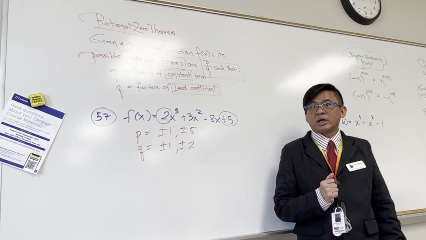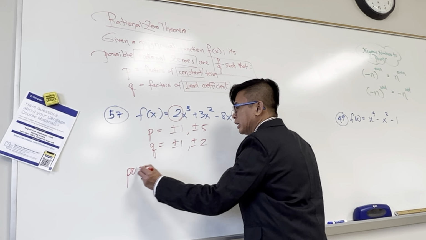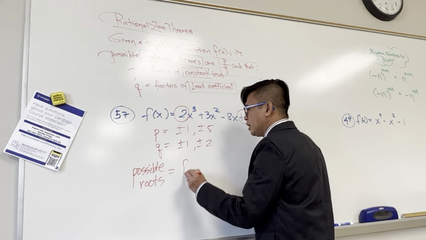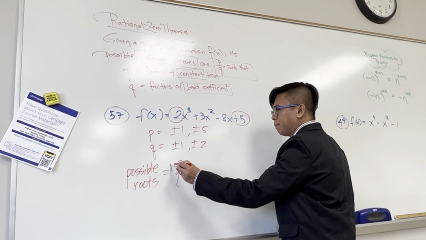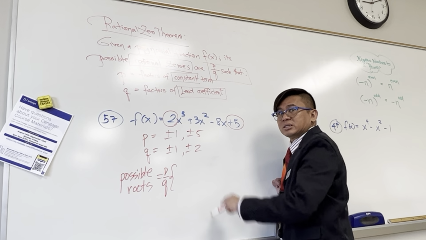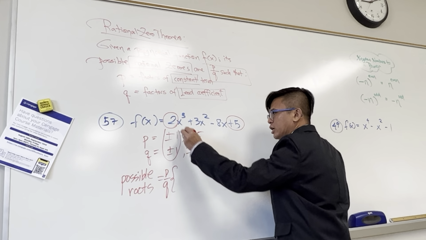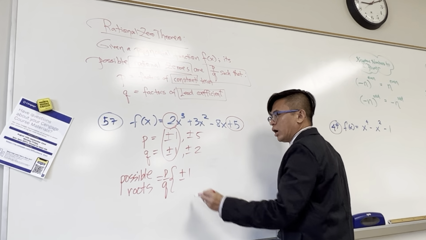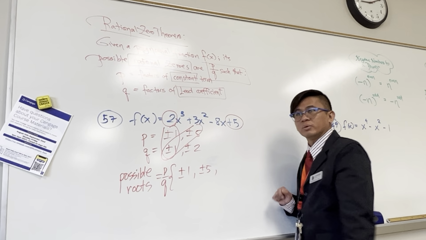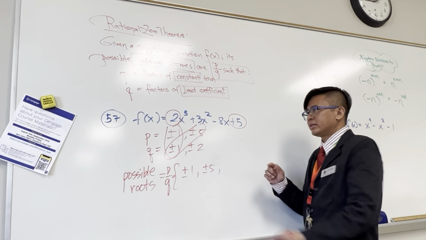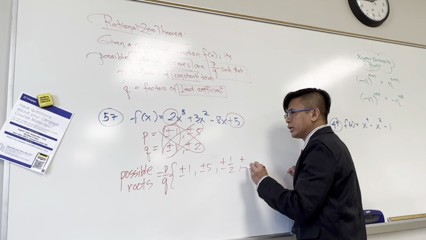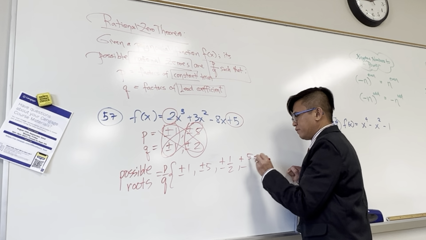Okay, good. Now with that being said, what are the possible zeros or roots? Possible roots or zeros will be of the form p over q, so you divide each of these. For example, in here, plus or minus 1 over 1, plus or minus 1 over 5. Do the same with 2. That means plus or minus 1/2 in here, and the last one is plus or minus 5/2.